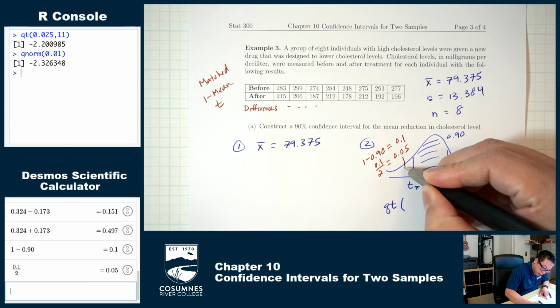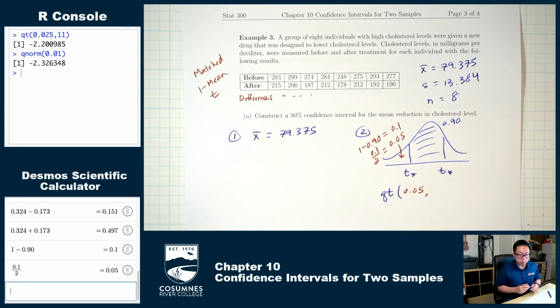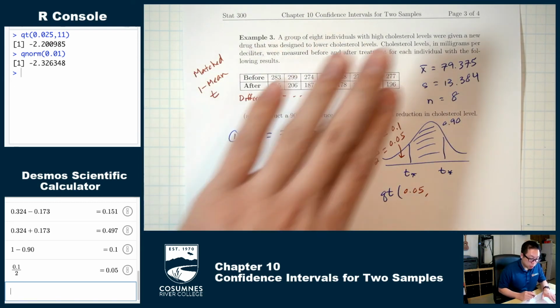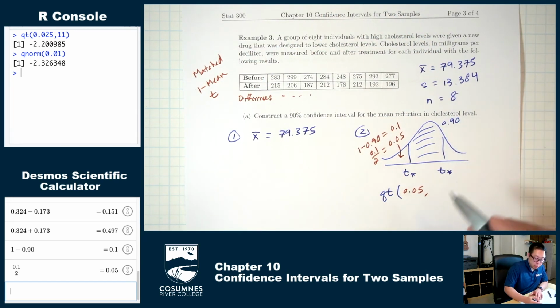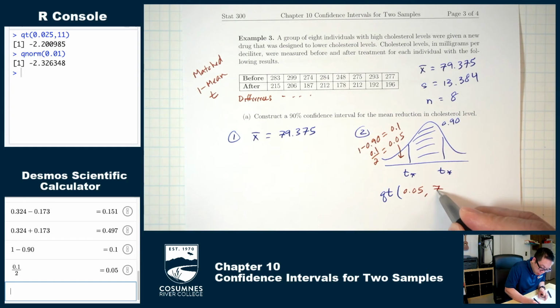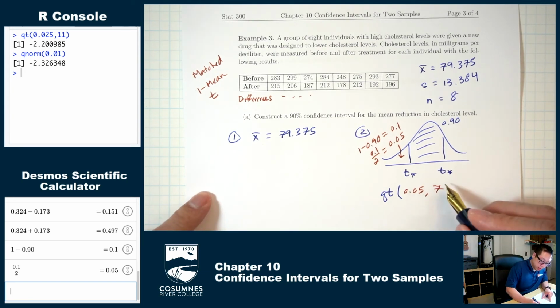Okay, that's the left unshaded area that will plug into R. qt has a df, so degrees of freedom. We just have one sample, so our sample size is 8. One less than that is our degrees of freedom, so that's 7. So we'll do qt 0.05, comma 7.